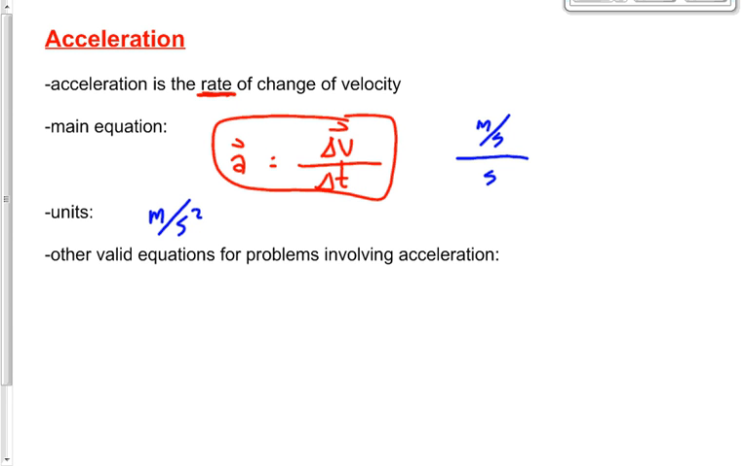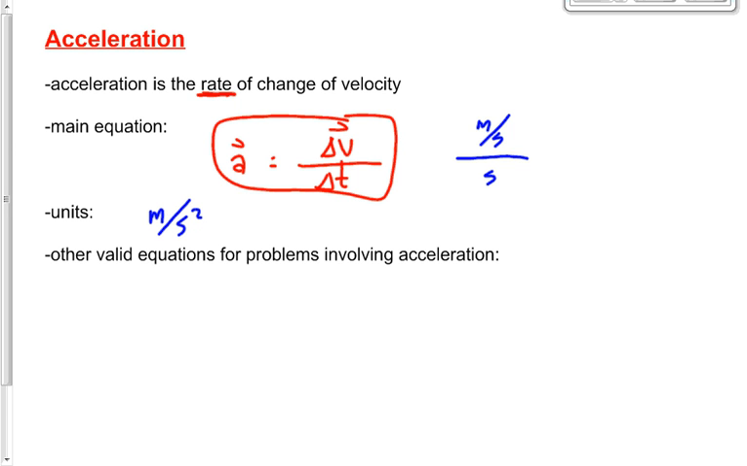So a new definition: the rate of change of velocity, it's acceleration. A new equation, delta V over delta T. It describes the rate of change of velocity. But there are a number of other equations that also describe acceleration.